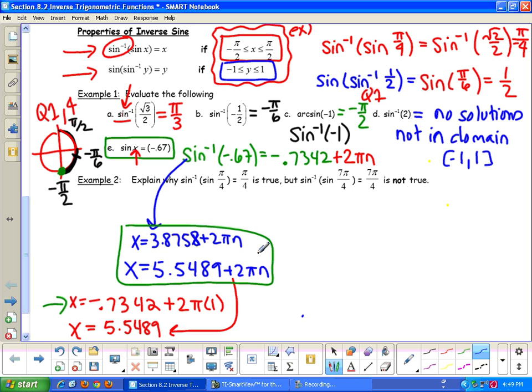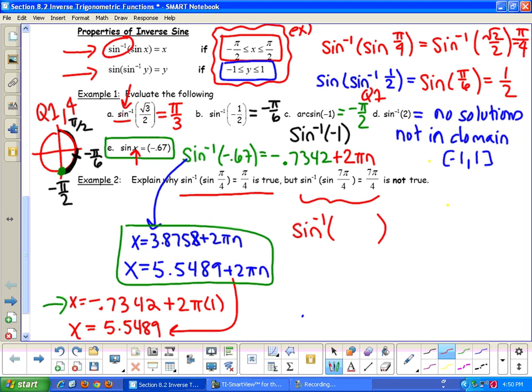So now the next example that we're looking at is going to be this example right here. It says, explain why the sine inverse of the sine of pi over 4 is equal to pi over 4 is true, but the sine inverse of sine 7 pi over 4 equals 7 pi over 4 is not true. So let's look at the not true one. So for this, I have the sine inverse for the sine of 7 pi over 4.